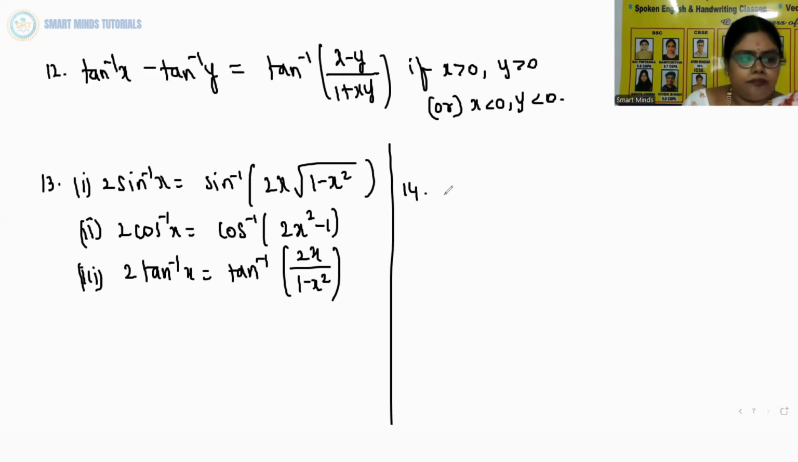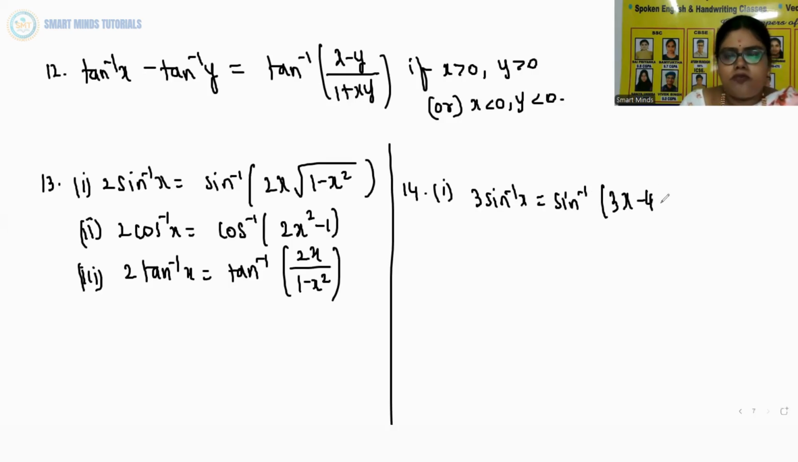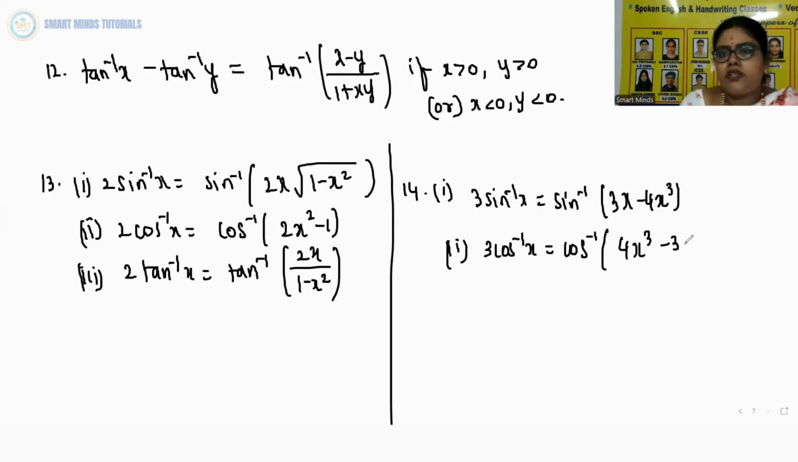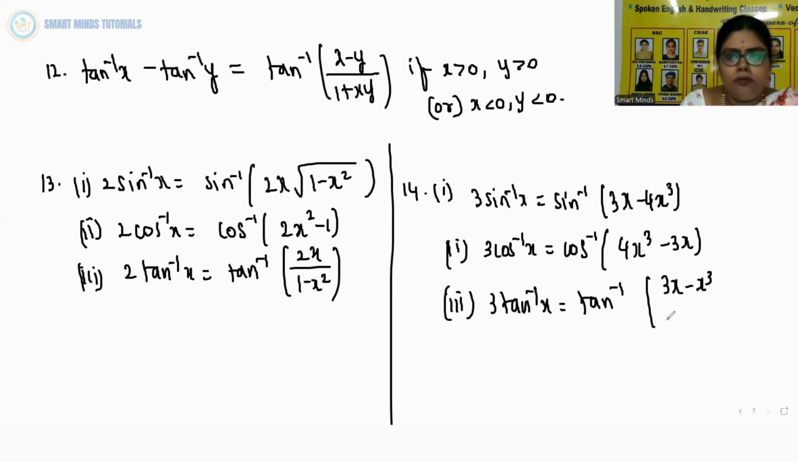Then number 14. In that again you have three conditions or three formulae. 3 sine inverse x equals sine inverse of 3x minus 4x cube. Then number 2, 3 cos inverse x equals cos inverse of 4x cube minus 3x. Then number 3, 3 tan inverse x equals tan inverse of 3x minus x cube by 1 minus 3x square. So with this we are done with the concepts.